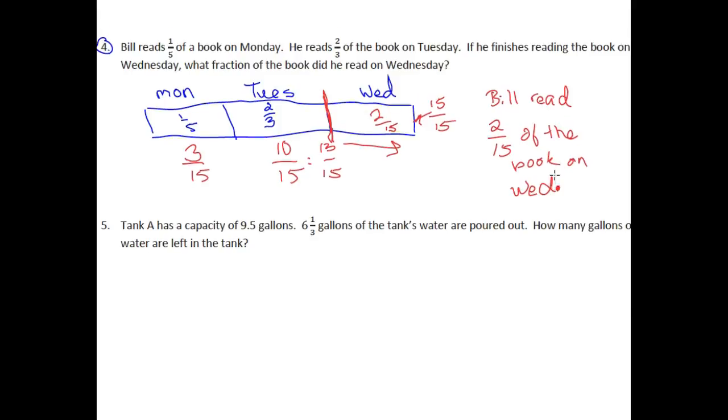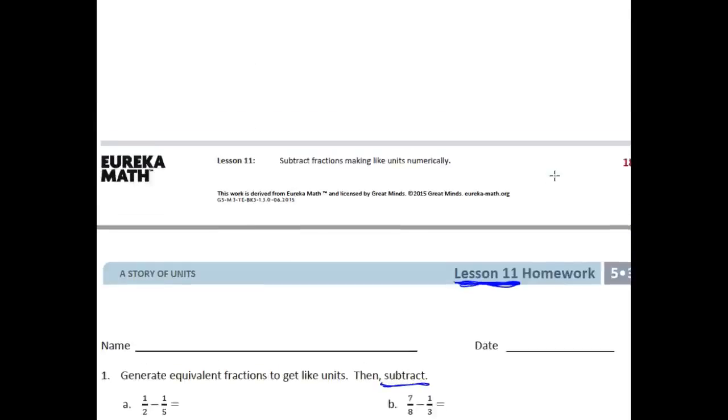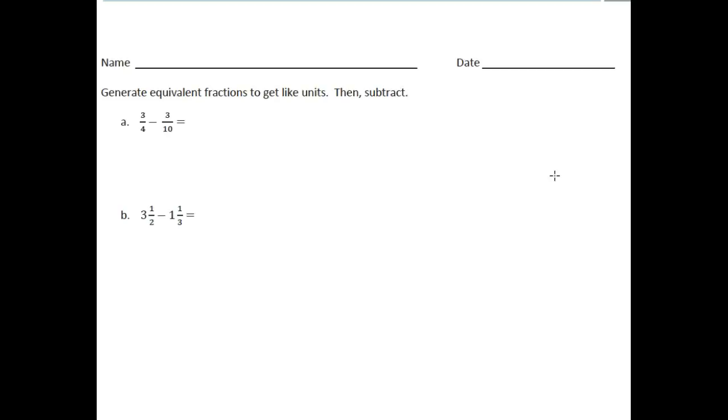All right, let's take a look at tonight's homework. Here you go. Generate equivalent fractions to get like units and then subtract. So equivalent fractions, they're fractions that are equal to each other. So remember, 1/2, just as an example, remember if we multiply them both by 2, 2/4. 2 is also half of 4. That's all that means, is equal to each other.